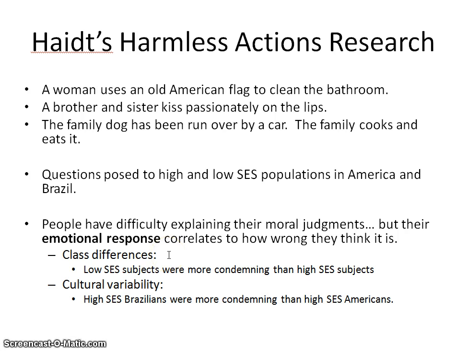Now, interestingly, there were class differences and cultural differences. For the class differences, in general, the low SES subjects were more condemning than the high SES subjects. And in terms of cultural variability, the high SES Brazilians were more condemning than the high SES Americans. So the least condemning group were the college students in the Philadelphia area, the high SES Americans. They might feel that these are disturbing, but they were more likely to say that, yeah, they're disturbing, but they're not really wrong. Whereas in all the other three groups in the study, people felt that they were disturbing and also wanted to judge them morally wrong.